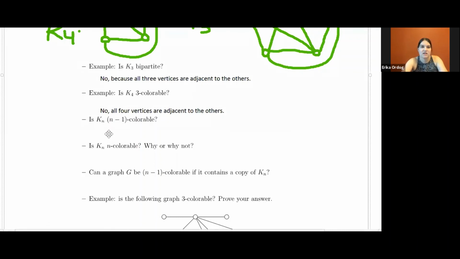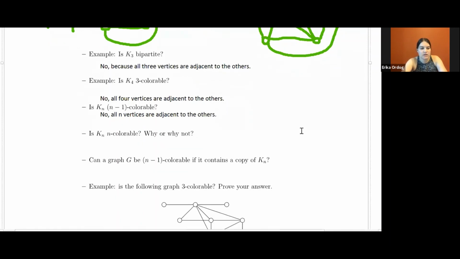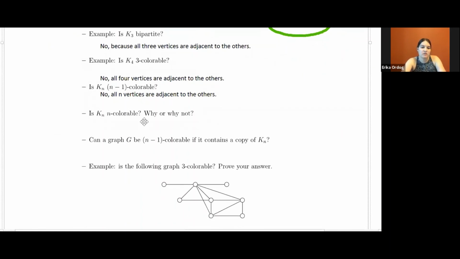And is Kn n-1 colorable? No, for the same reason. All n vertices are adjacent to the others. So then is Kn n-colorable? Well, yeah, we can just use n colors. We can color each of the vertices a different color. Then we're not in danger of having any 2 adjacent vertices be the same.